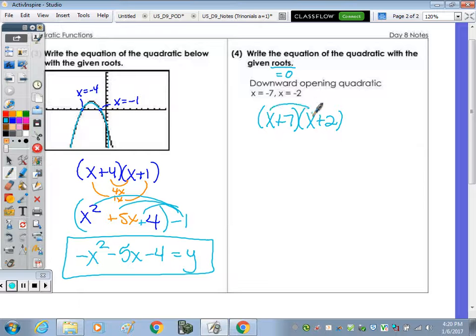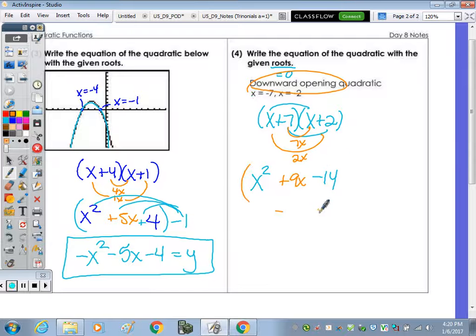So x times x is x squared. 7 times 2 is negative 14. And that middle term, 7x plus 2x, is 9x. Because it's opening downward, we're going to multiply that by negative 1. So distributing the negative all the way through, we end up with negative x squared minus 9x.